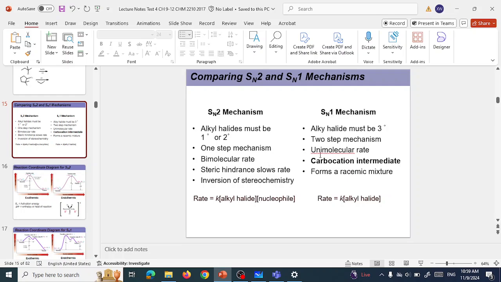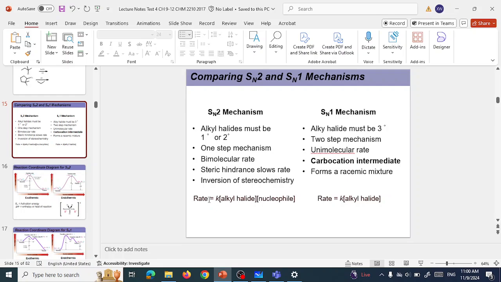Whereas in SN1 reaction, you're going to have a very stable carbocation intermediate, or in other words, a carbon with a positive charge. And that's partially why tertiary carbon prefers to carry positive charge for SN1 mechanism. And because of the carbocation intermediate, you may have a racemic mixture, or in other words, the stereochemistry is undefined.